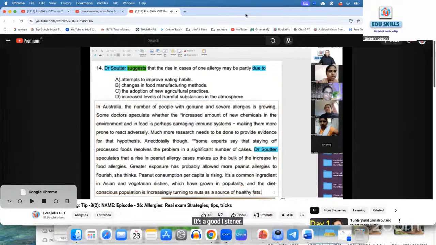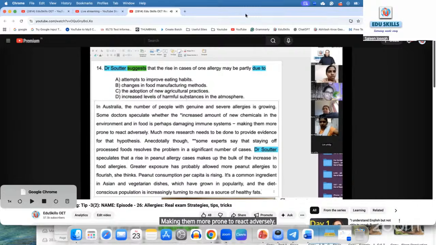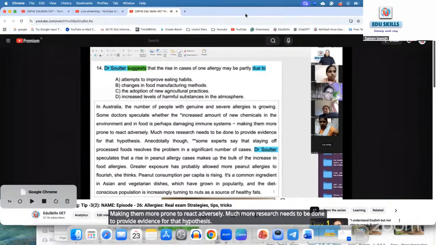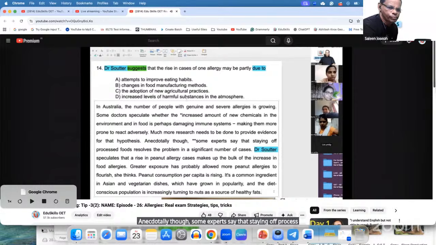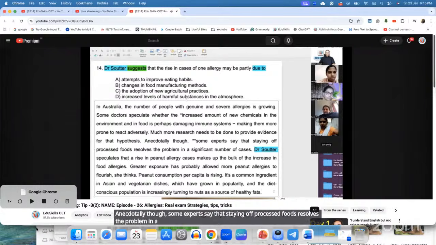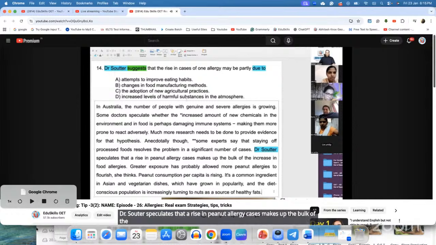In Australia, the number of people with genuine and severe allergies is growing. Some doctors speculate whether the increased amount of new chemicals in the environment and in food is perhaps damaging immune systems, making them more prone to react adversely. Much more research needs to be done to provide evidence for that hypothesis. Anecdotally though, some experts say that staying off processed foods resolves the problem in a significant number of cases. Dr. Suter speculates that a rise in peanut allergy cases makes up the bulk of the increase in food allergies.